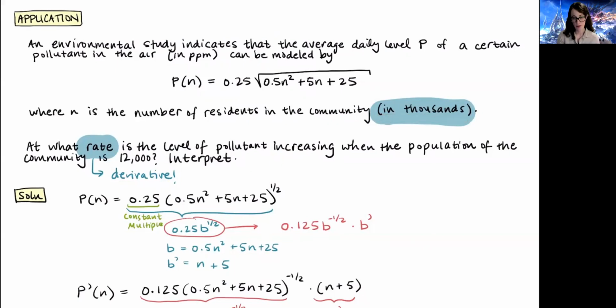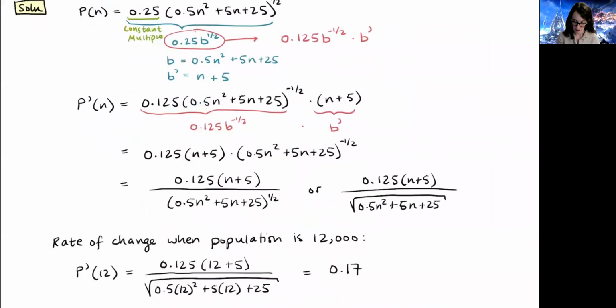The rate of change units are always the measure of the output over the measure of the input. It's just like slope: change in y over change in x. The units become the same thing, change in y units over x units, so output units over input units. So this is the change in pollution in parts per million per change in the units of the input, which is thousands of people.